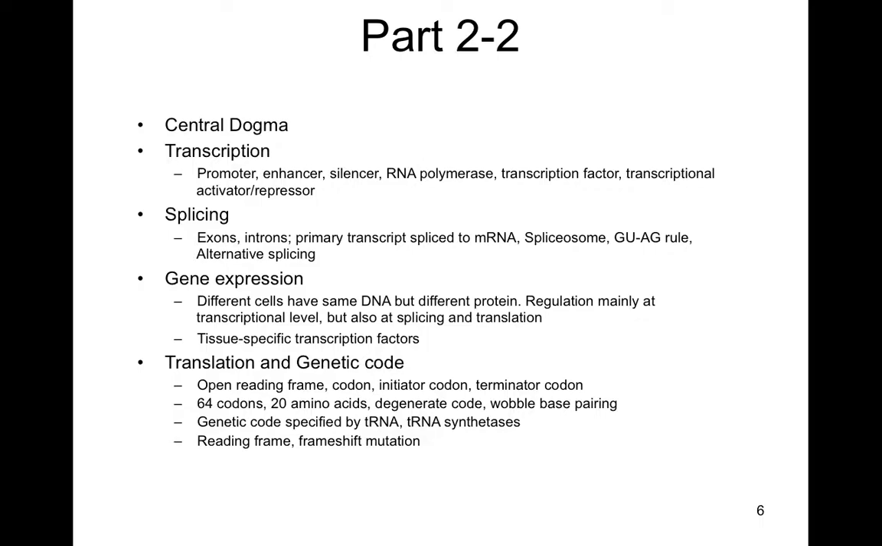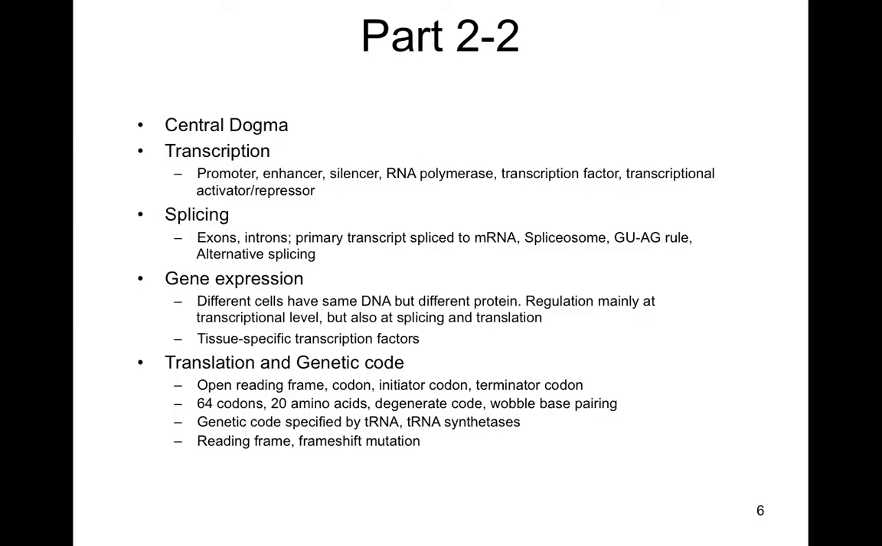Then once the primary transcript is made from the DNA template, it gets spliced, and so only the exons are kept while the introns are spliced out. And that results in the mature mRNA. And remember, it's the spliceosome, which is the enzymatic machinery that does the splicing, and the GU-AG rule is how the spliceosome figures out where the introns are to splice them all out.